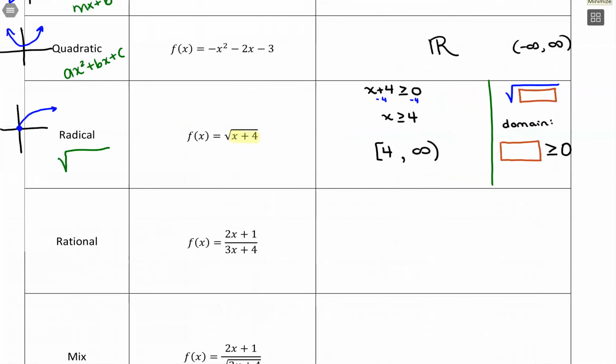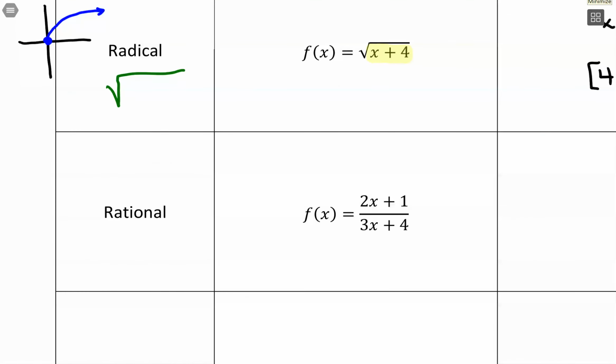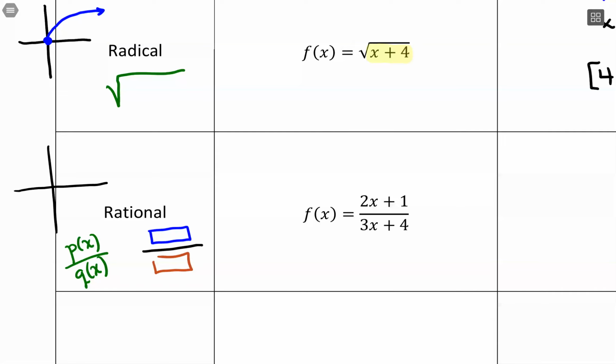All right, a rational function. This is where we have a function over a function. So some notation we'll talk about is like p of x over q of x. What basically you'll have is a function in the numerator divided by a function in the denominator. And the general shape for rational functions, these can look a lot of different ways, but in general, we might have something kind of like this.